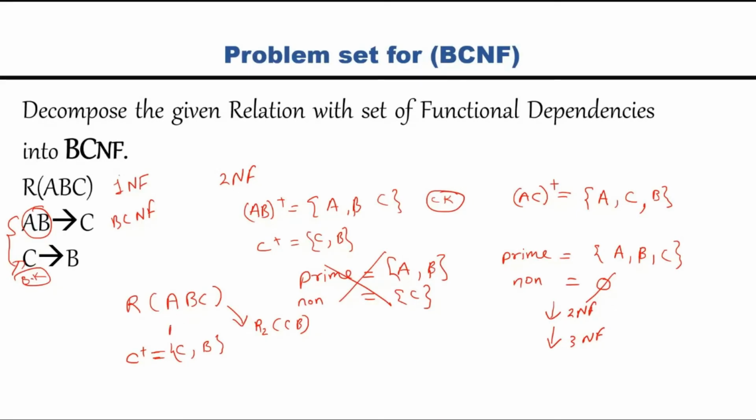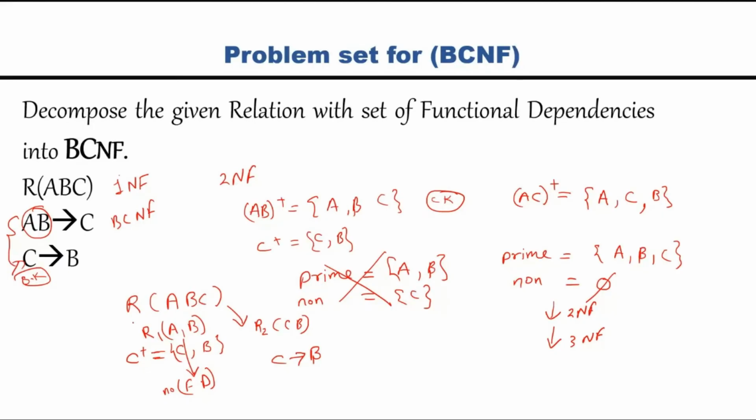And then how many are remaining? Only A is remaining, and the common attribute is what? B. So here R1 is there, which is having A and B, and R2 is there, which is having C and B. So if you apply the functional dependency, students, here, C determines B is valid, but we have lost this functional dependency, AB is determining C. So there is no functional dependency in this case.